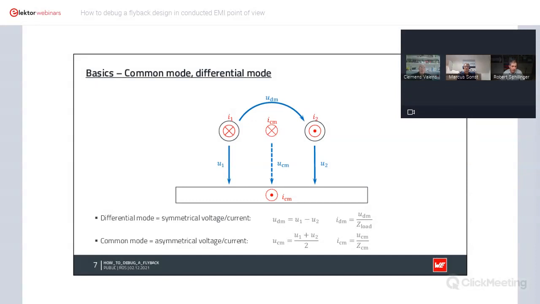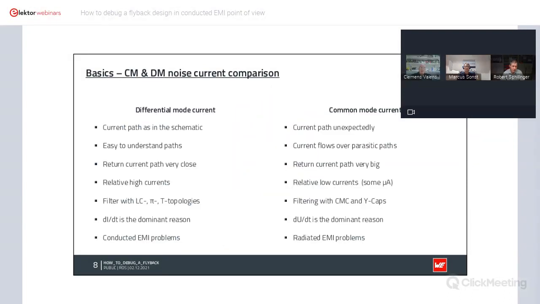That's both methods you can see in a design, and how I can differentiate them. The differential mode current, for example, is a typical current path like in the schematic. You can see in the schematic the same way. It's very easy to understand this path. And the return current is in most times very, very close to the forward current. And we spoke about relatively high currents.